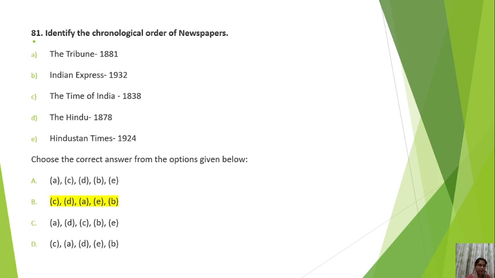So the answer is this. The Tribune came in 1881, Indian Express 1932, Times of India 1838, The Hindu 1878, Hindustan Times 1924. Okay. I do not have any formula. You need to remember the years.